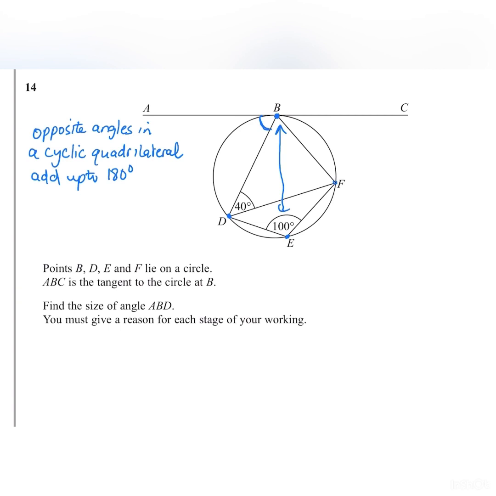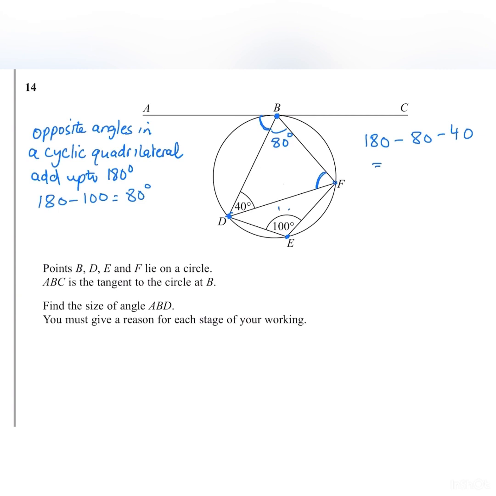Okay, so write your reason, and working out 180, take away 100, and that's 80 degrees. So the angle over here, this angle is 80 degrees. Okay, so now we have two angles in this triangle BDF, and we can work out this angle here by doing 180, take away 80 and take away 40. Okay, so that is 120.